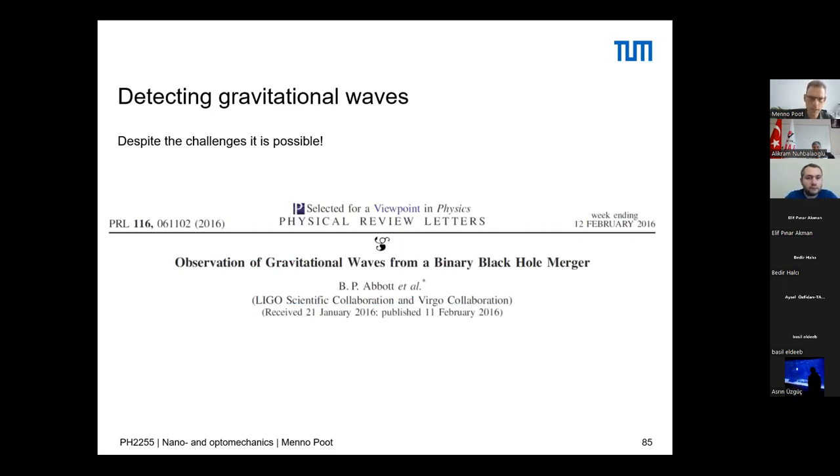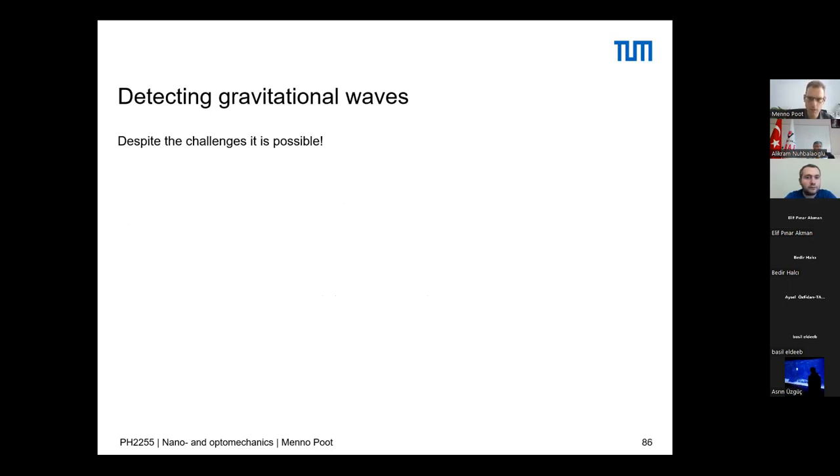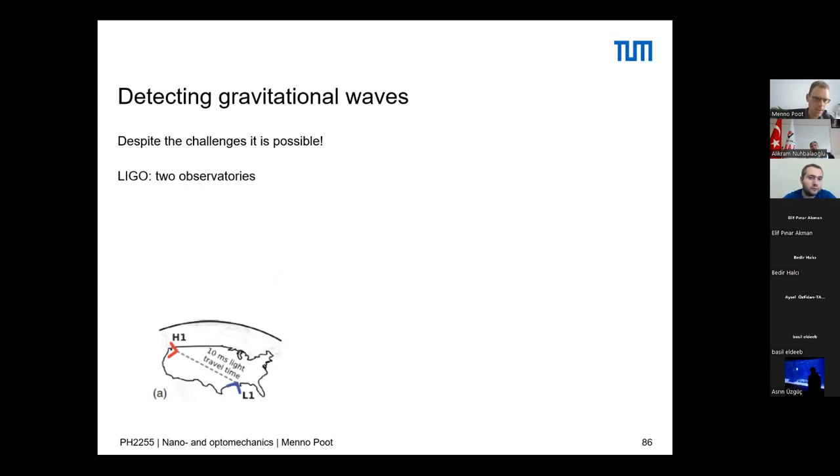And now we're going to take a closer look at what is required to actually measure these gravitational waves. The gravitational waves were detected by LIGO, the Gravitational Wave Observatory. Actually there are two of these. One is located in Louisiana, the other one is located in Washington. You can see here a map of the United States, and these are the two locations.